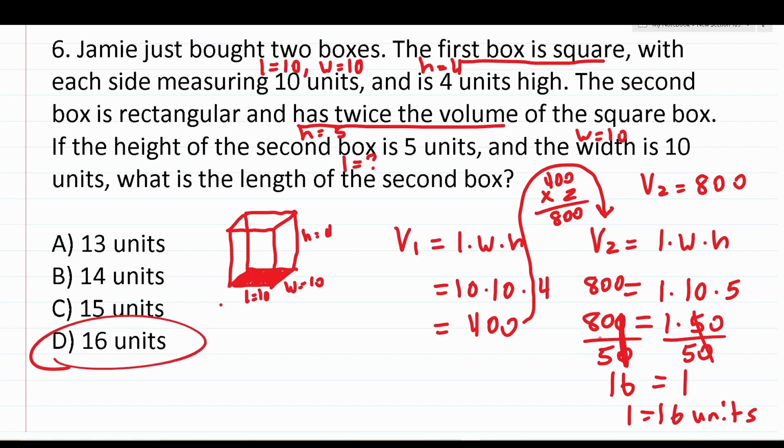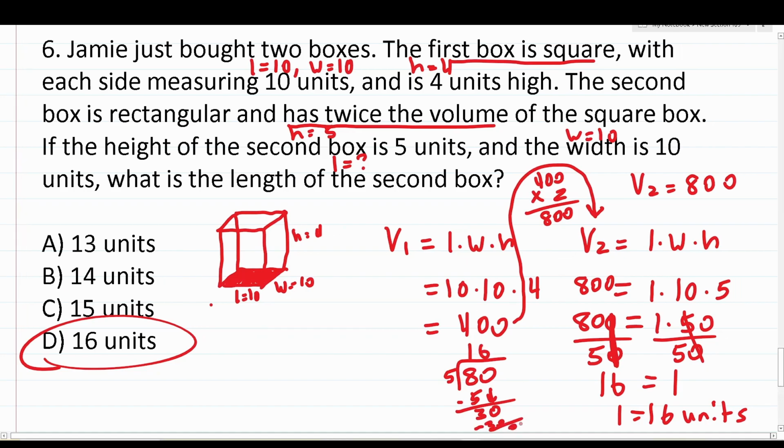If you wanted to, you could have worked this out using long division, notably as 80 divided by 5. 5 doesn't go into 8 except for one time. 5 times 1 is 5. 8 minus 5 is 3. Drop down this 0. 5 times 6, of course, is 30. 30 minus 30 is 0. All right, so that's how I got 16 there.